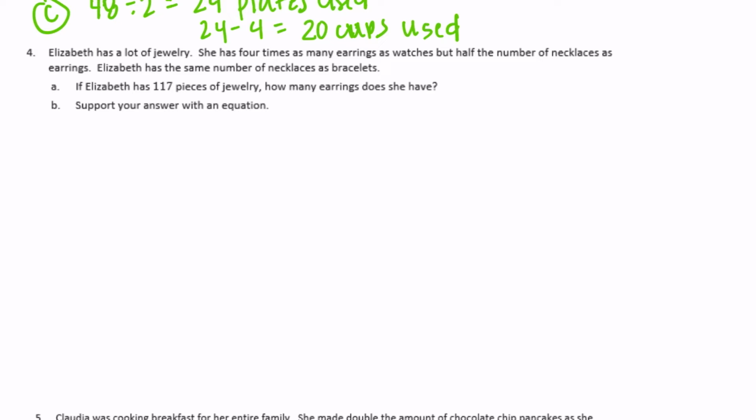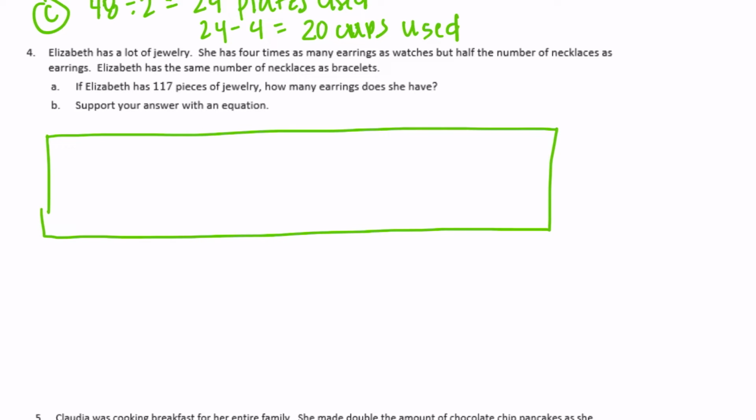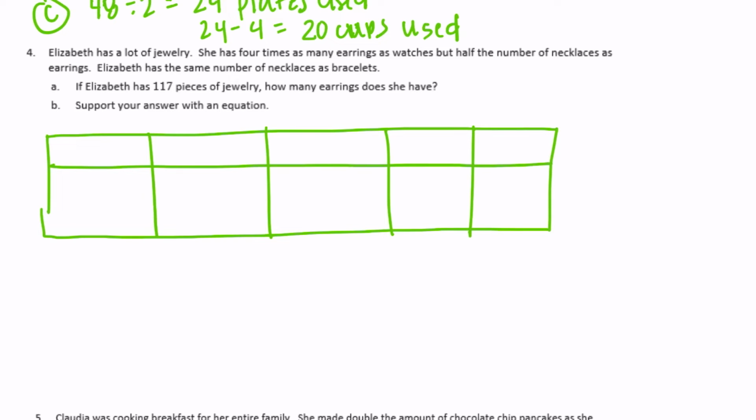Okay, so I'm going to start with a chart here. We have earrings, watches, necklaces, bracelets, and then we're going to do the total. So that's 5 columns. Earrings, watches, necklaces, bracelets, total.